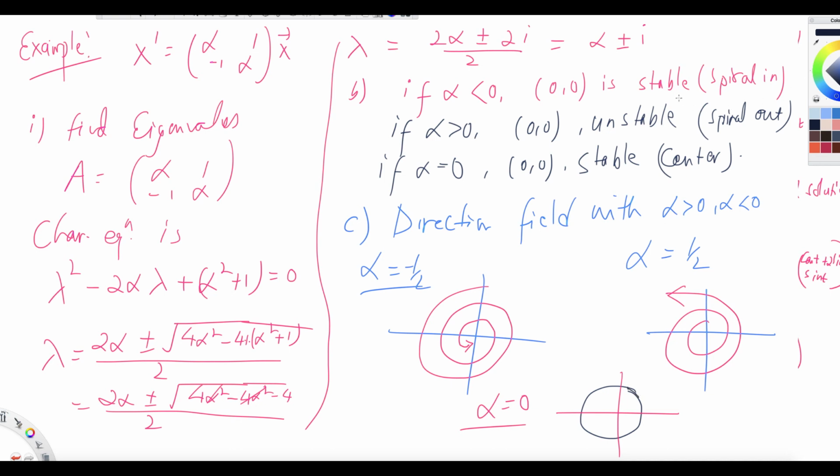All right, so this is how we solve the pair of ODEs, or the second order ODE. You can change it to a pair of first order linear homogeneous ODEs and then solve that when there are complex eigenvalues.